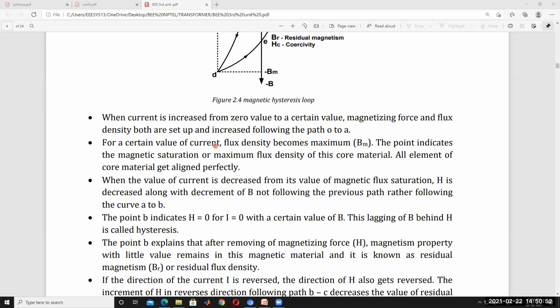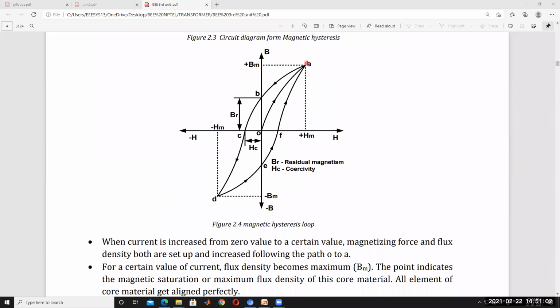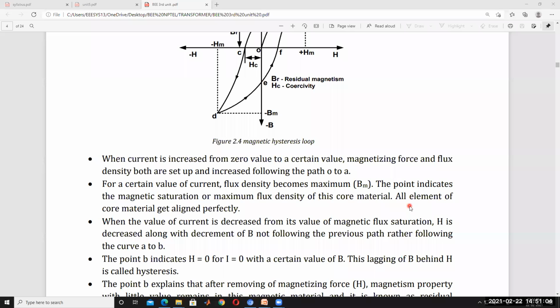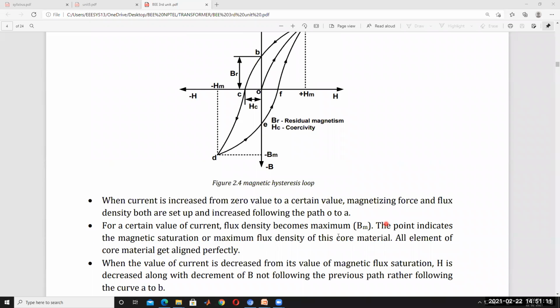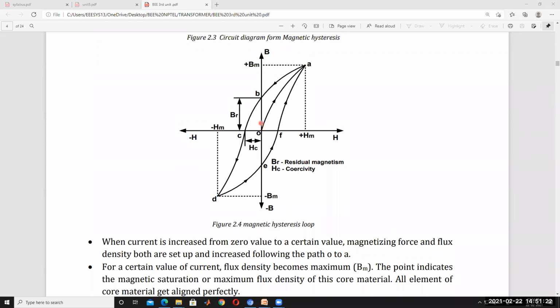At a certain value of current, the flux density becomes maximum. The point indicates the magnetic saturation of the core material. This is a peak value. All elements of the core material get aligned perfectly, so the domains are arranged in a systematic manner. Because of this, the core material is subjected to a very high magnetic flux density.